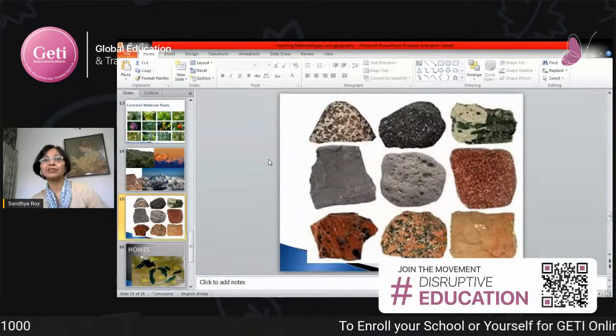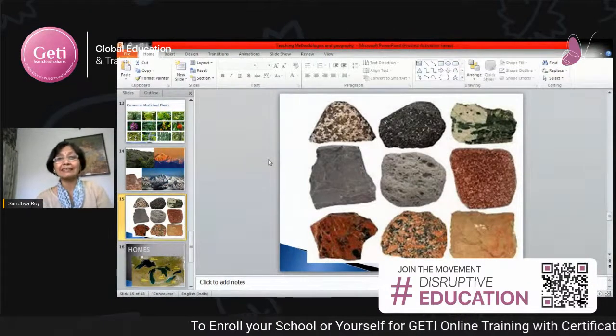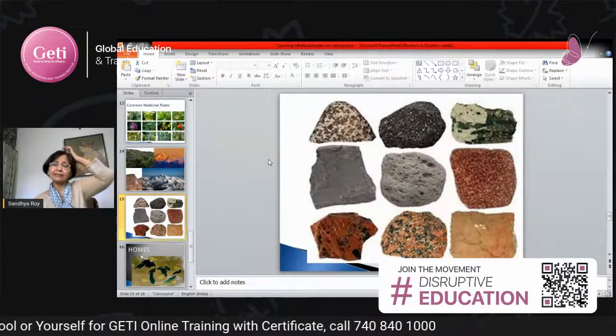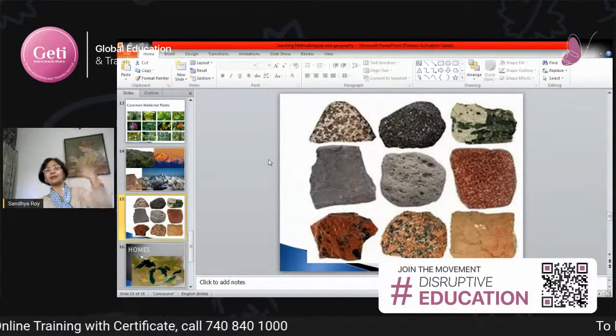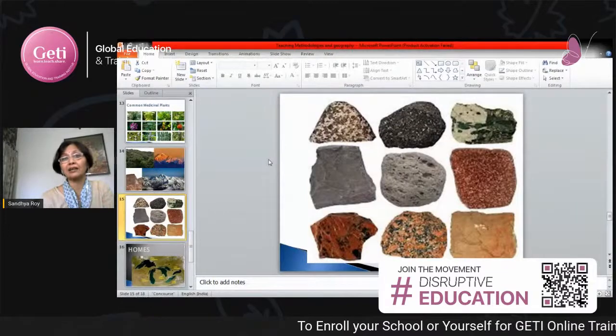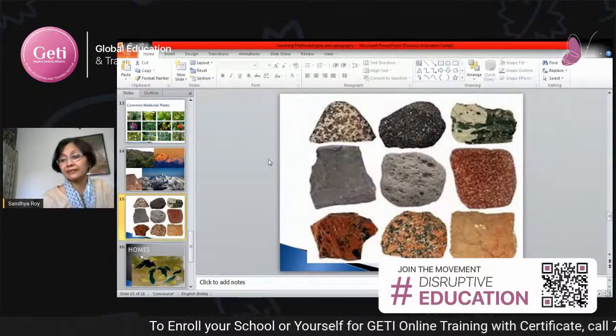Why does the rock have this shape? Why does it have this color? What is the texture? So different things are there. And the colors of the rocks, you will find, are different. Then why do they have these colors? What type of rock are they? So all these things can be discussed in the class.